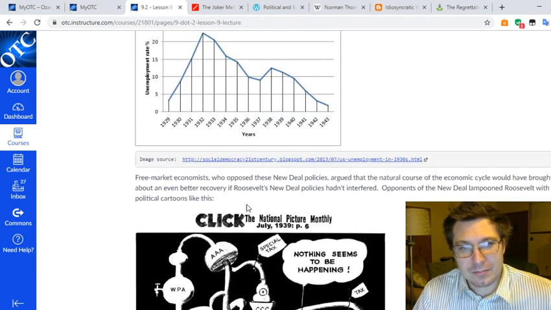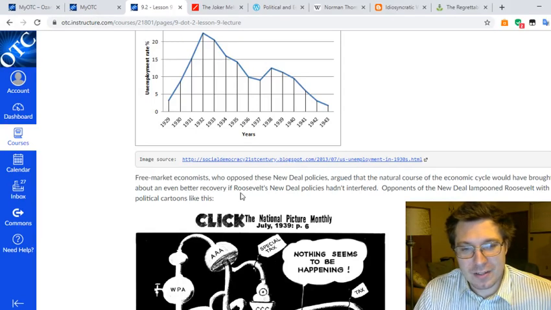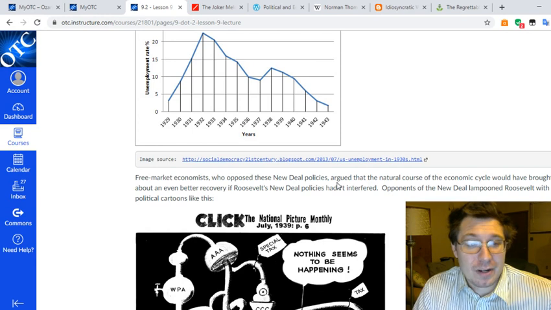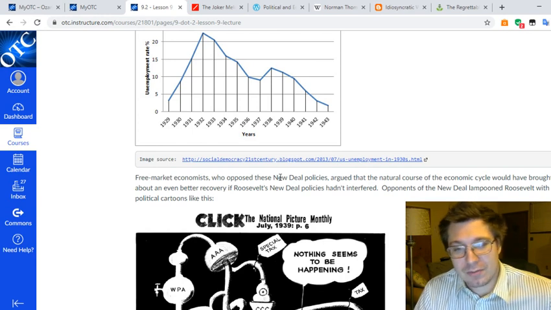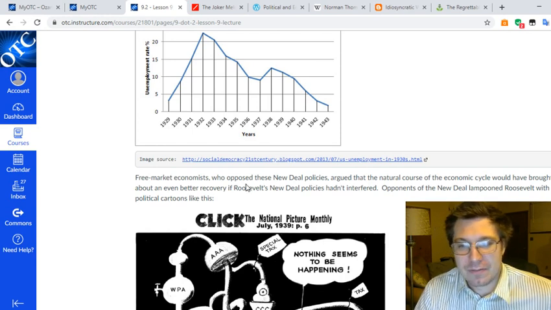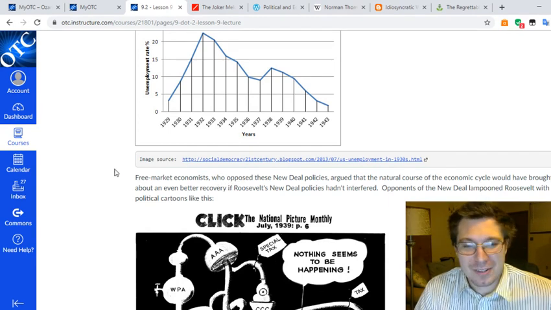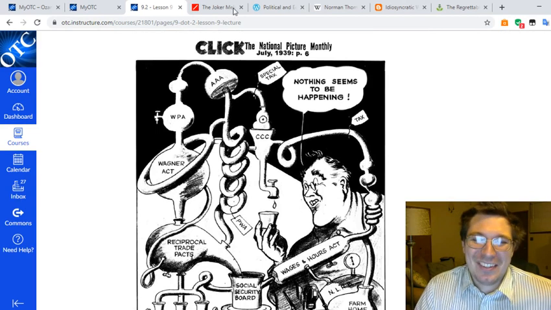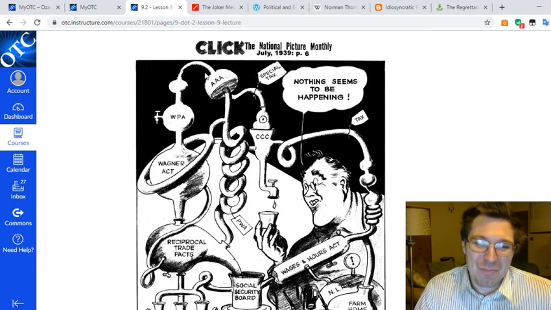And, based off of facts like this, free market economists who opposed these New Deal policies argued that the natural course of the economic cycle would have brought about an even better recovery if Roosevelt's New Deal policies hadn't interfered. Opponents of the New Deal lampoon Roosevelt with political cartoons like this, where you've got all of his new agencies, his alphabet soup of Agricultural Adjustment Administration, Works Progress Administration, Wagner Act, Civilian Conservation Corps, and on and on.